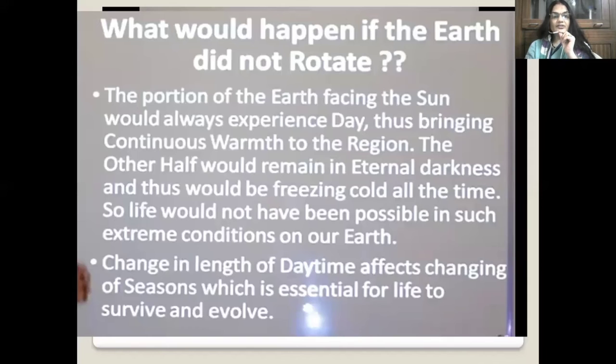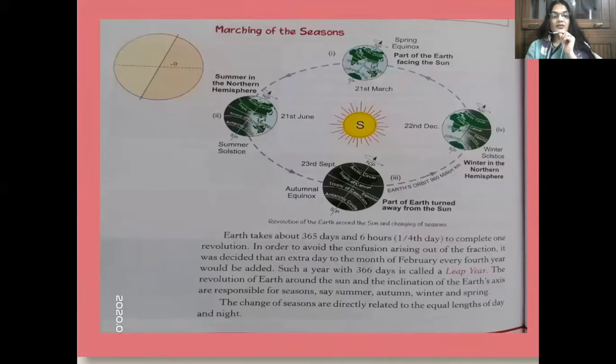Before going to the change of seasons, I'll explain the circle of illumination also. The circular illuminated line which separates night from day is called the circle of illumination. See, students, it is given in your book on page 159.